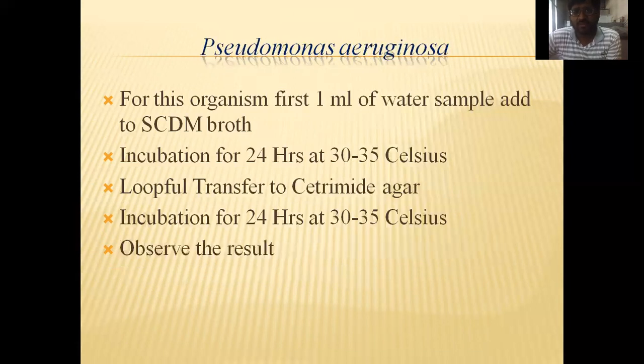Third one, Pseudomonas aeruginosa. For this organism, first you add 1 ml water sample to the SCDM broth. You incubate for 24 hours at 30 to 35 degrees Celsius. Then on the second day, you transfer a loopful from the SCDM to the cetrimide agar. Cetrimide agar is a specified medium for Pseudomonas. Again, you incubate for 24 hours at 30 to 35 degrees Celsius. And on the third day, you observe the result. If Pseudomonas colony has grown on the cetrimide agar, it confirms that Pseudomonas is present in your water.